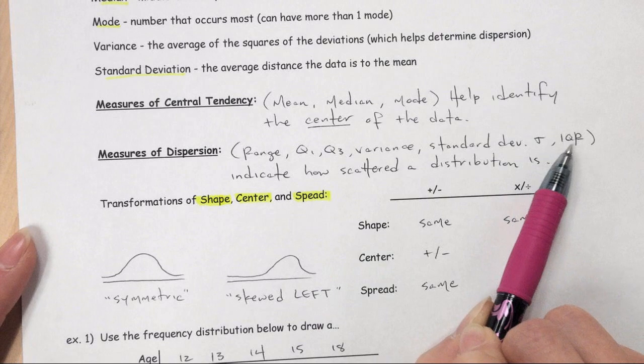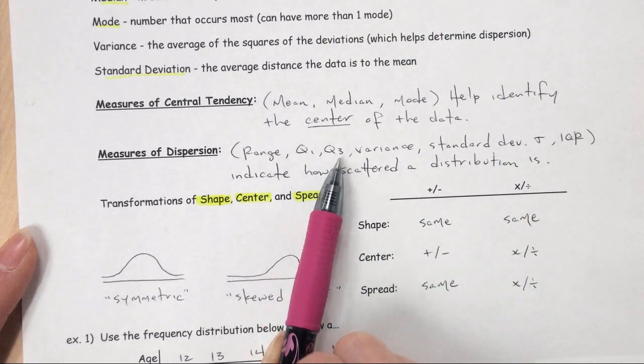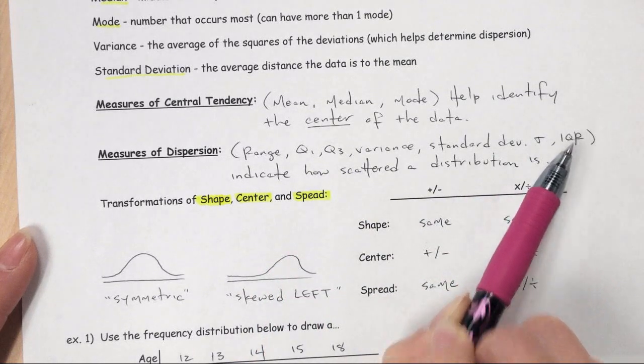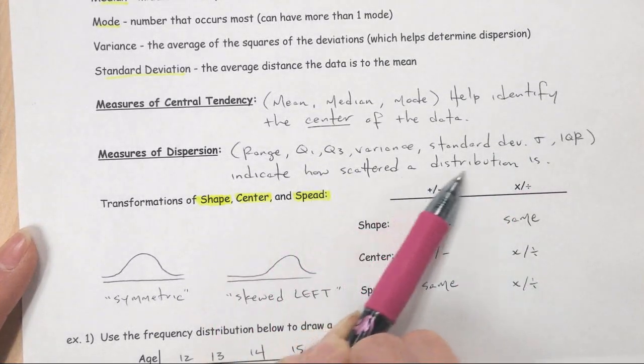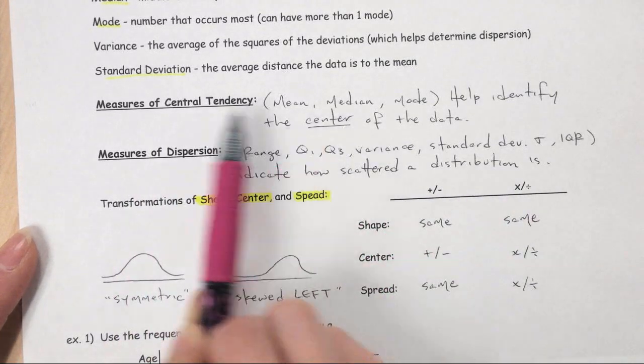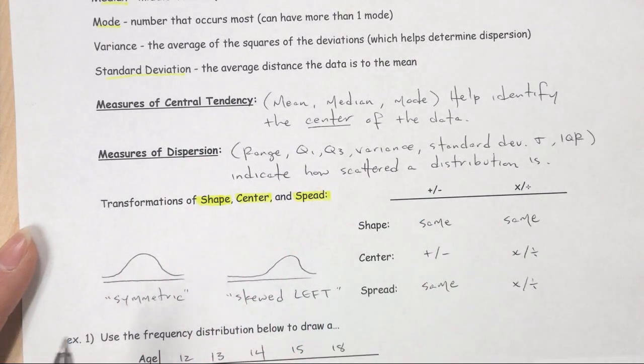IQR is interquartile range. So interquartile range would be between Q1 and Q3. If you subtracted those, that's your range of the interquartile. It indicates how scattered a distribution is. So all of these indicate how scattered a distribution is. So this tells you about the center of the data. This tells you how spread out the data is.